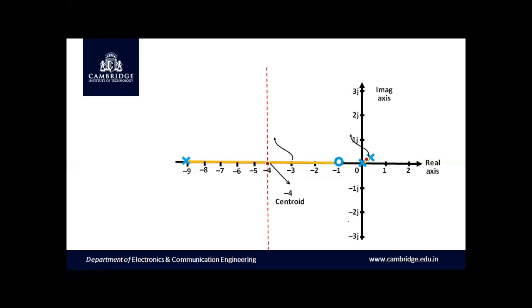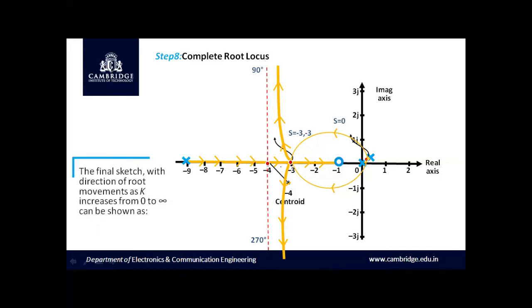From the breakaway point, when k increases from 0 to infinity, the branches try to break away and break in at s equal to minus 3. At this location exactly, all these poles try to meet at a single point for a particular value of k. When k is increased further, they try to break away again at the same location, s equal to minus 3, and these branches try to reach infinity. This shows the clear movement of these poles with the direction of movement. The final sketch with the direction of the root movements as k increases from 0 to infinity is clearly shown here.